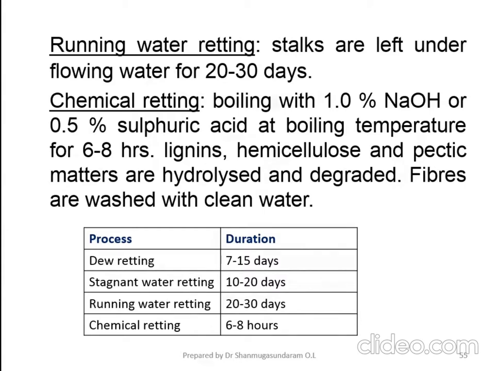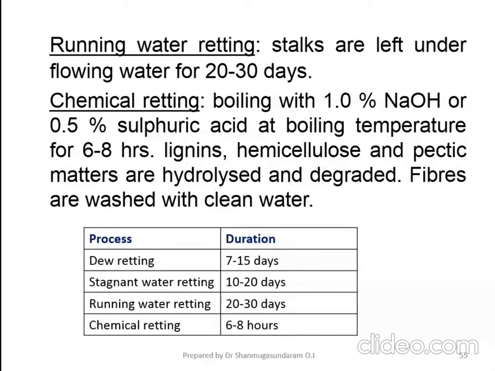Okay, the fourth process is chemical retting. Chemical retting is boiling with 1% sodium hydroxide or 0.5% sulfuric acid at boiling temperature for about 6 to 8 hours. So what will happen while treating with the sodium hydroxide? The lignin material, hemicellulose material and the pectin matters are hydrolyzed and degraded. The fibers are finally washed with clean water. You will get the flax fiber.